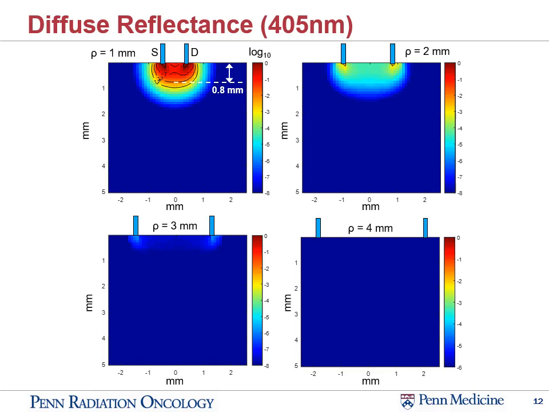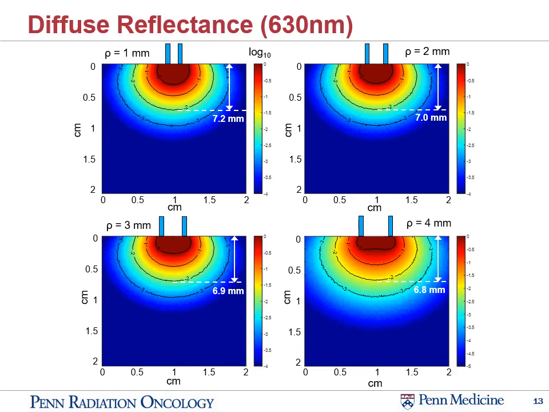When the detector fiber was moved 2 mm away from the source, on the top right, the amount of detected light dropped drastically, and only a very small amount of light was able to reach the detector. This is completely understandable, as we have shown in the previous slide that light at 405 nanometer penetrates less than 1 mm into tissue. Further moving the detector away from the source to 3 and 4 mm, the simulation shows hardly any light reaches the detector.